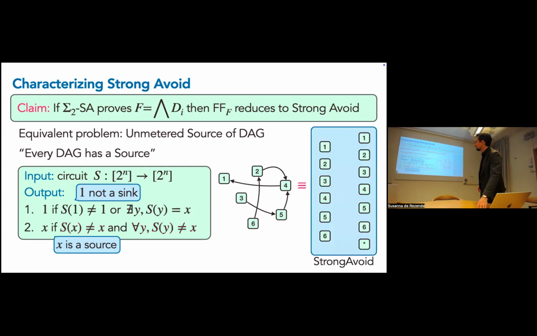This is equivalent to strong avoid. It's pretty easy to see. We'll create 1 pigeon for each vertex and 1 hole for each vertex plus an extra hole, star. We're going to map 1 to the special star, and everything else just maps to the corresponding vertex. And you can see that 6 becomes not a solution. Basically, mapping 1 to star is saying that 1 has to self-loop.